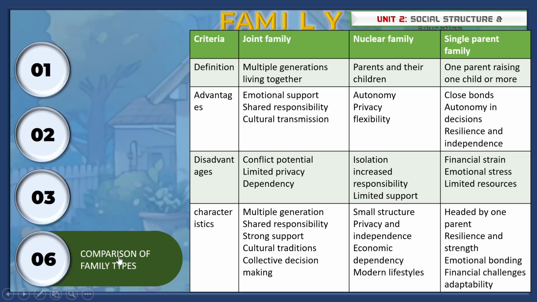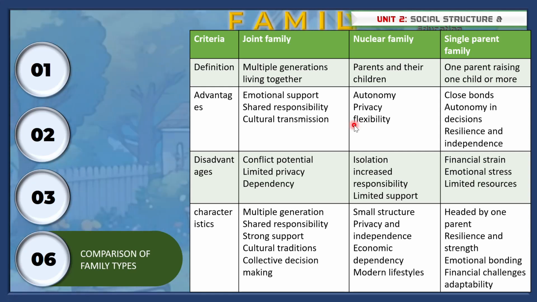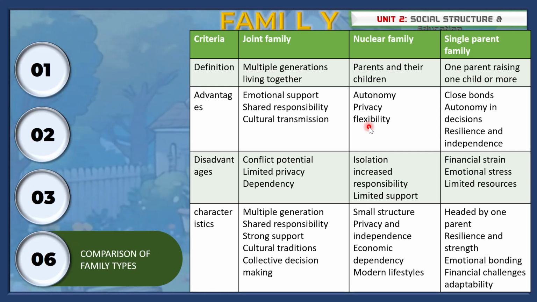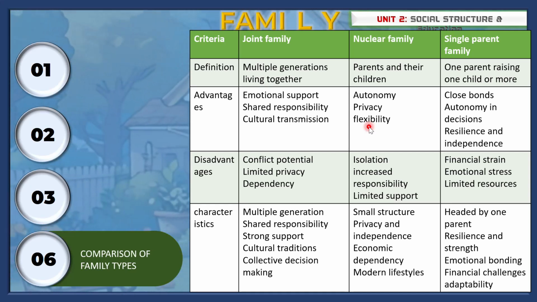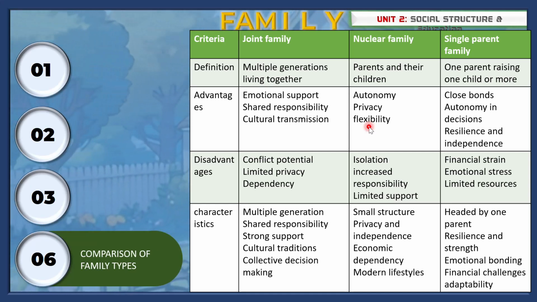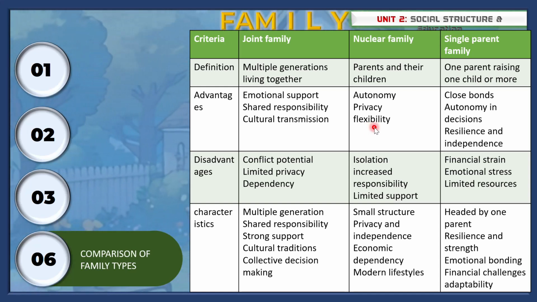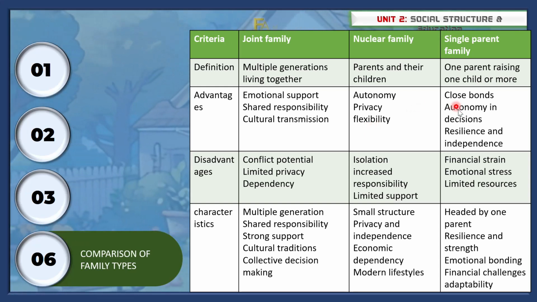Then, if we have to look at the advantages of nuclear families, we have three advantages listed over here: autonomy, privacy, flexibility. Autonomy means nuclear families have more independence in decision making and lifestyle choices without external influences. The second one is privacy. Members enjoy greater privacy and personal space, fostering individual development. Then let's look at flexibility. They can adapt to changes in circumstances, for example relocation and lifestyle changes, more easily than joint families.